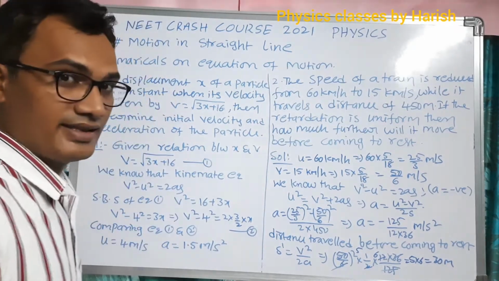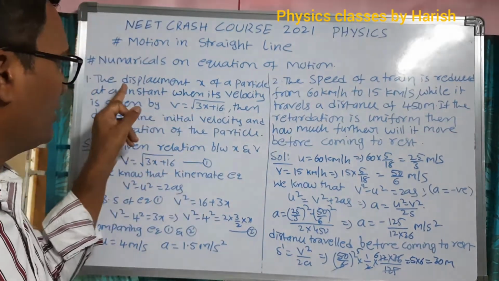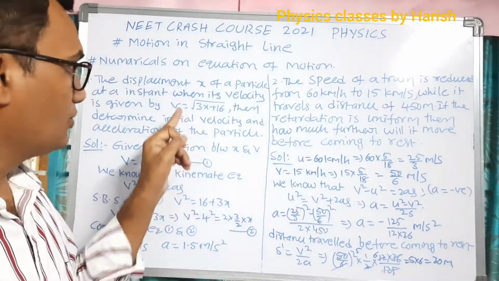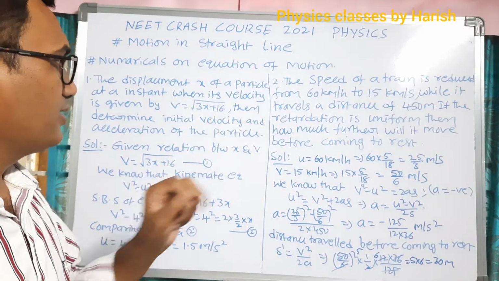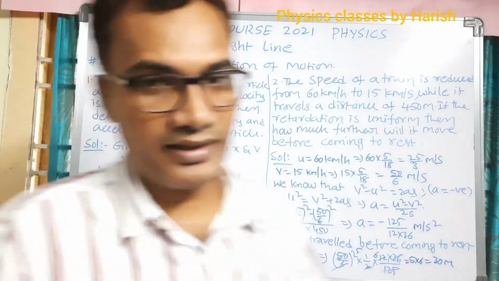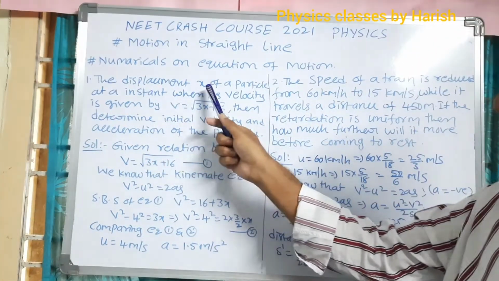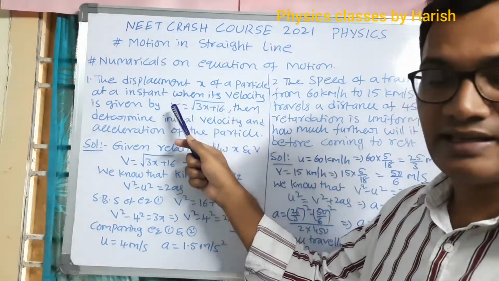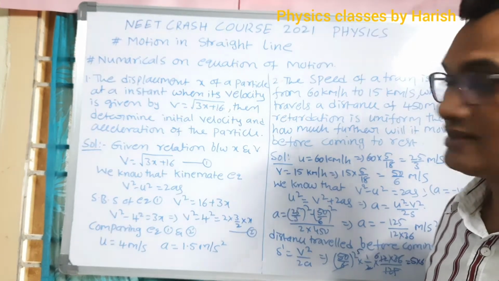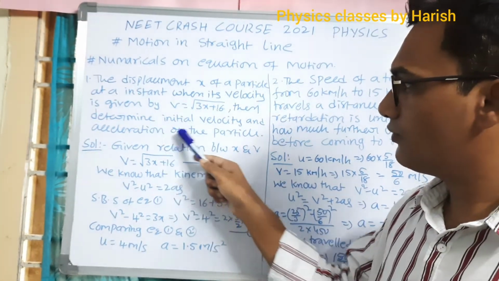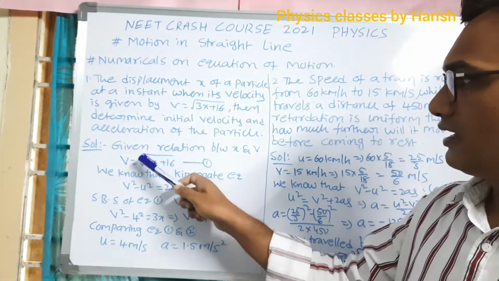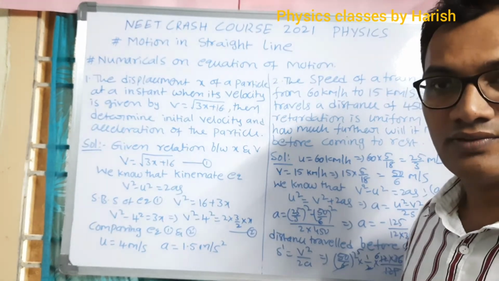Okay, so let's see the first question. The displacement x of a particle at an instant when its velocity is given by v is equal to root of 3x plus 16. Then determine the initial velocity and acceleration of the particle. Here displacement is x and velocity at any instant is v. The relation is v is equal to under root of 3x plus 16. We have to find the initial velocity and acceleration of the particle.